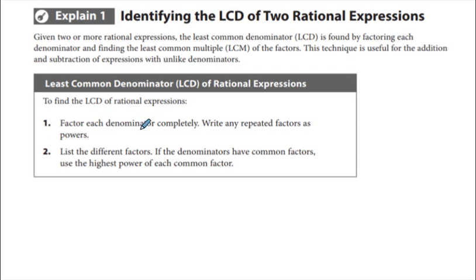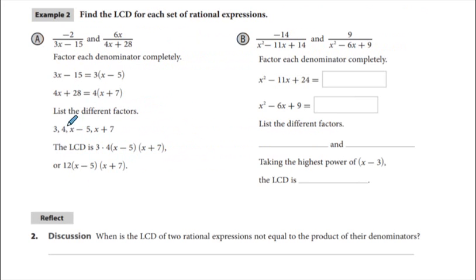We need to factor each denominator completely and write any repeated factor as powers. And we use the different factors. And if the denominators have common factors, use the highest power of each common factor. And so we're given a couple examples here. Example A, where we factor each of these, and what I want to do is I want to go over B.